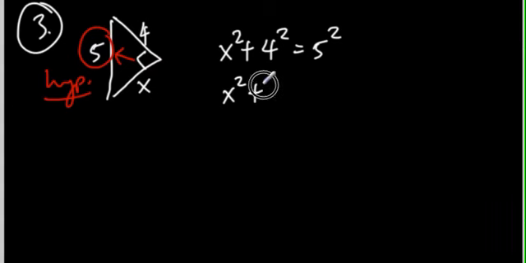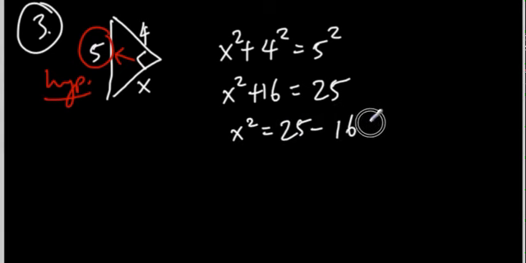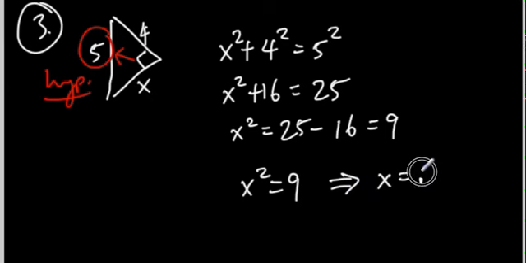X squared plus 16 is equal to 25. X squared is equal to 25 minus 16, which is equal to 9. So x squared is equal to 9, which implies that x is the square root of 9, which is equal to 3. And that's our answer. So this is 3.